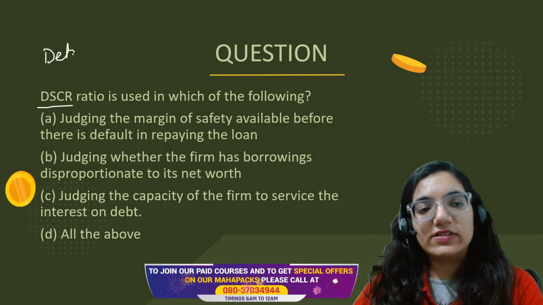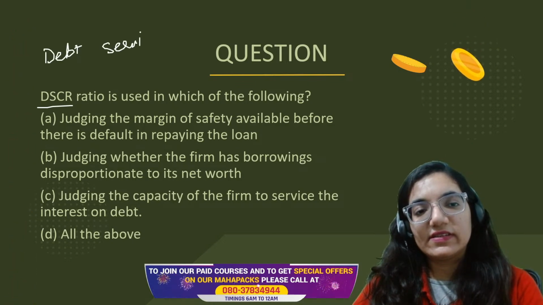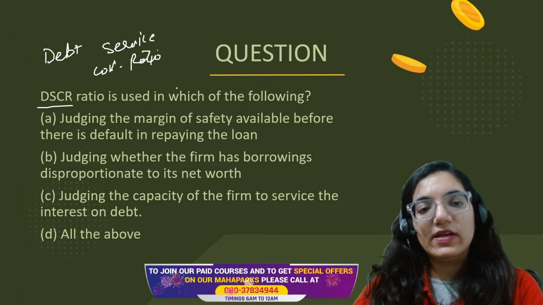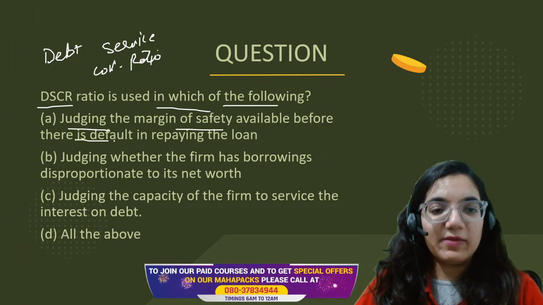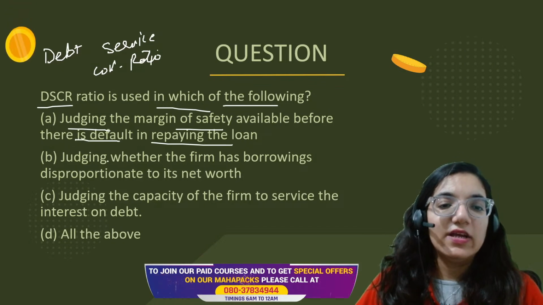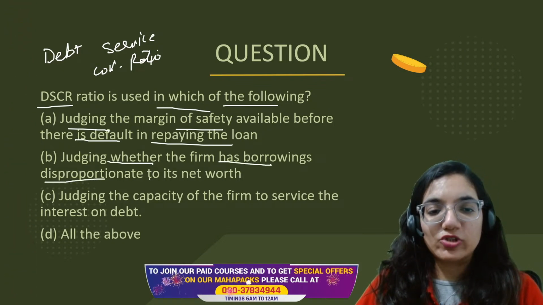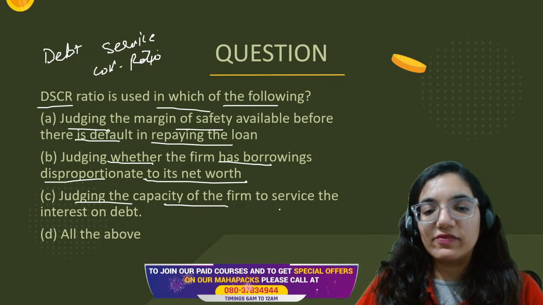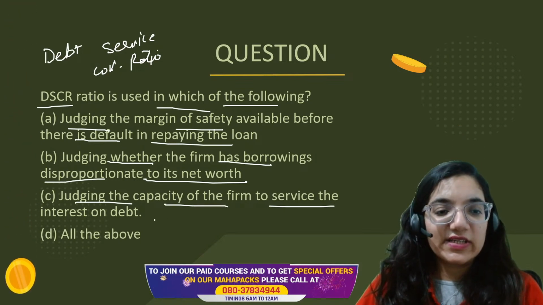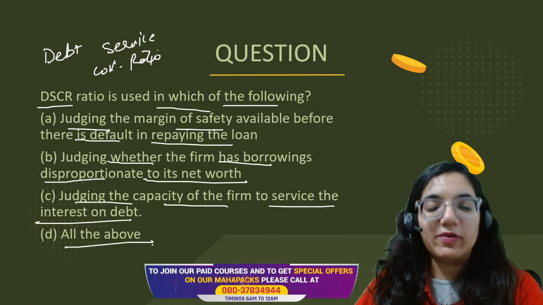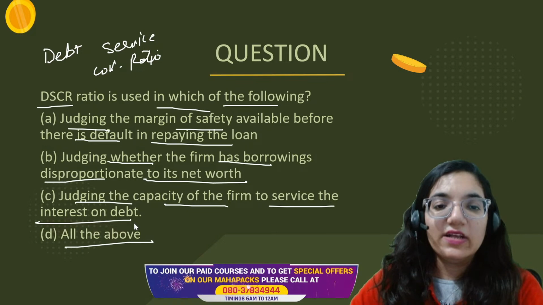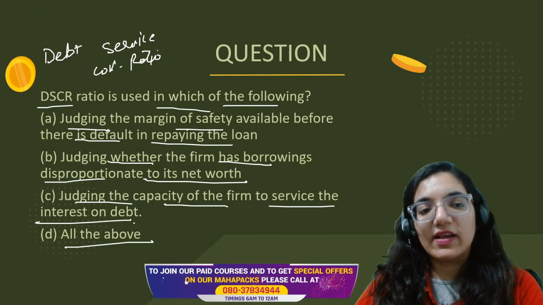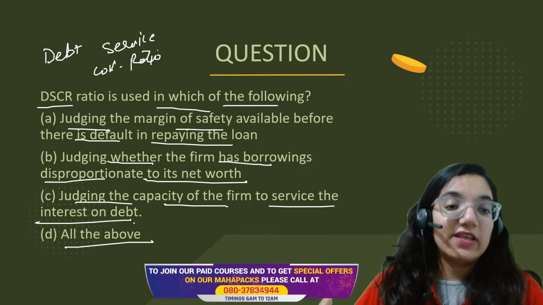DSCR, that is called debt service coverage ratio. It is used in which of the following? Judging the margin of safety available, that is before default in repaying the loan. Judging whether the firm has borrowing disproportionate to its net worth. Judging the capacity of the firm to service the interest on debt, or all of the above. Debt service coverage ratio is basically covered under the solvency ratios. This is actually a very judgmental ratio.